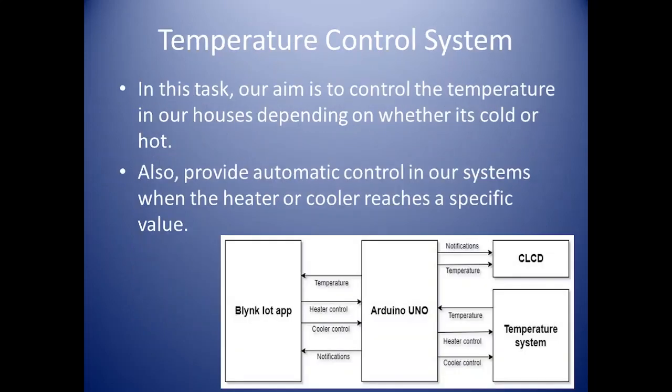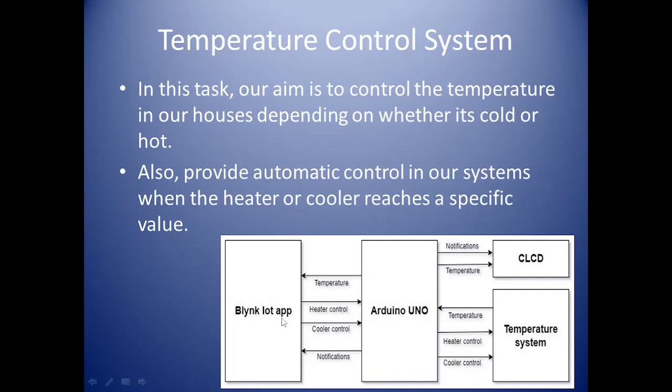Then next, coming on to the temperature control system. So here we aim to control the temperature of the room depending upon whether it's too hot or whether it's too cold. So here we have taken a heater and a cooler, which are automated and can be done manually as well, where we switch on the heater if it is too cold and switch on the cooler if it is too hot. So in this diagram, as you can see, the temperature system provides the temperature value to the Arduino Uno board, which then sends it to the Blynk IoT app.